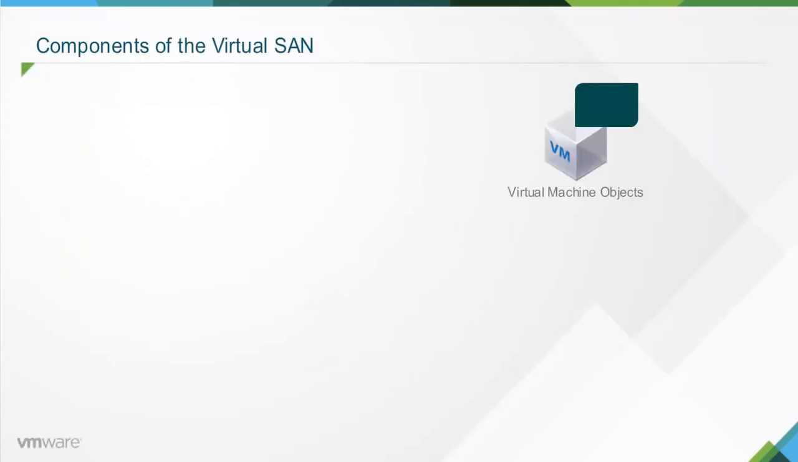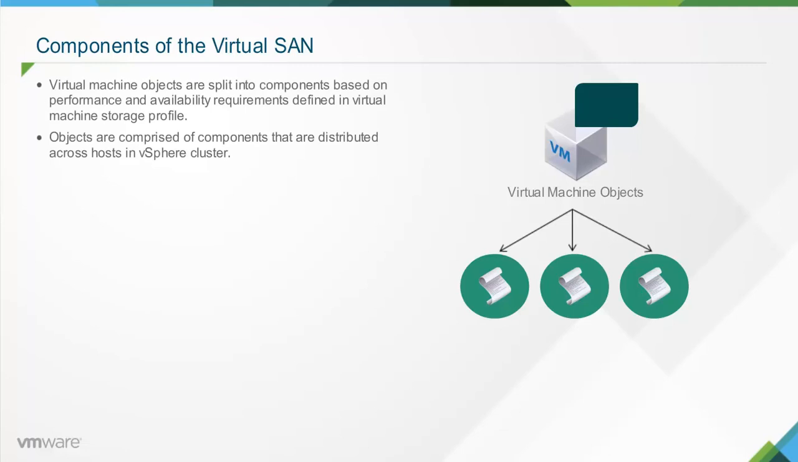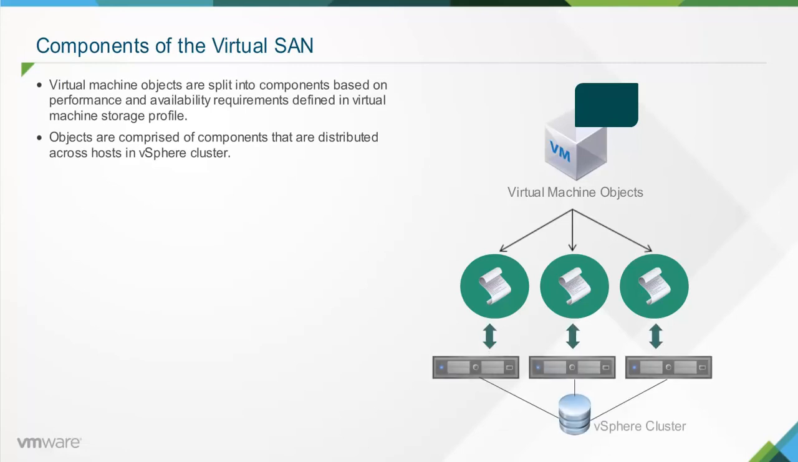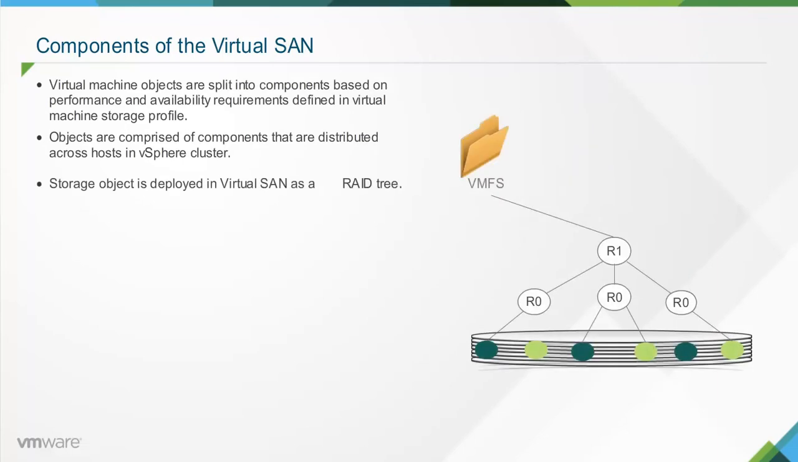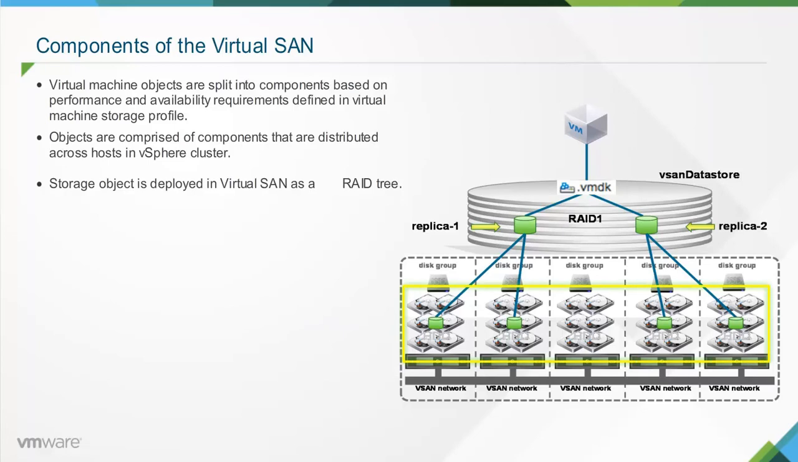Virtual machine objects are split into multiple components based on performance and availability requirements defined in the Virtual Machine Storage Profile. Objects are comprised of components that are distributed across hosts in the vSphere cluster. Each storage object is deployed in Virtual SAN as a RAID tree, and each leaf of the RAID tree is a component. The caching and buffering capacity for the components are provided by the flash-based devices. They are transparently assigned with their data stored on the magnetic disks.